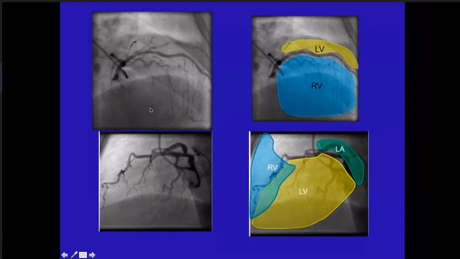Okay, what view is this? Come on, guys. You must be very, very sharp in these things.